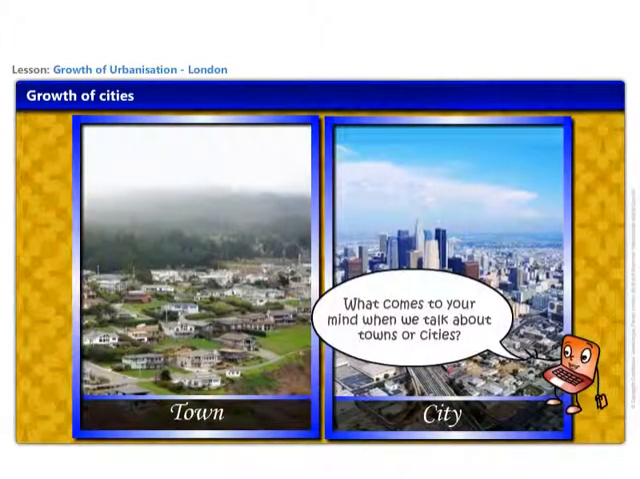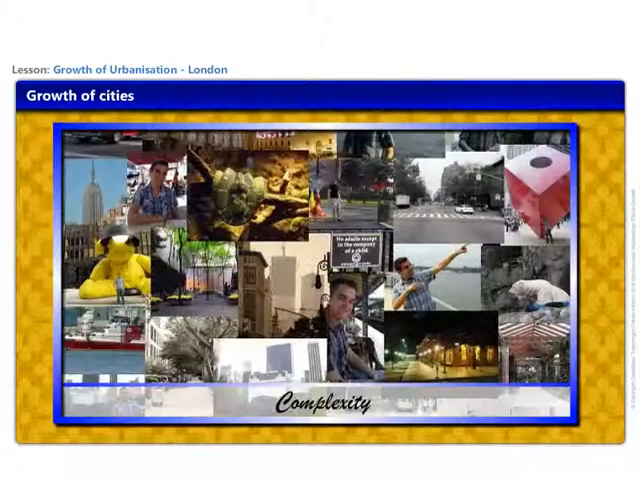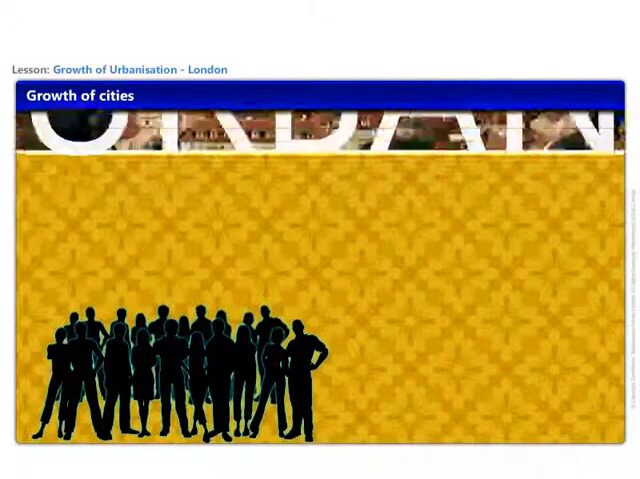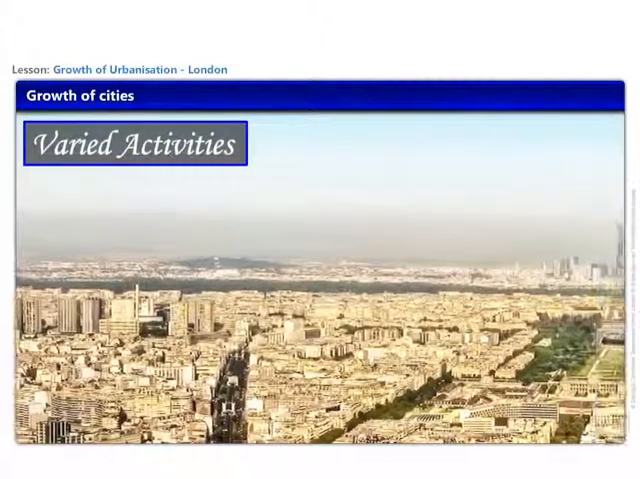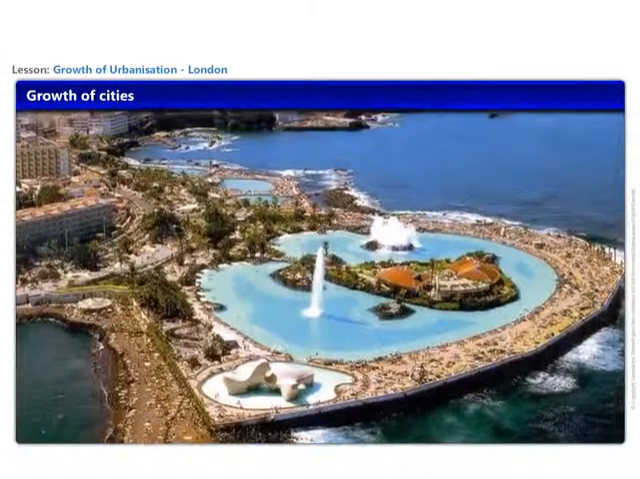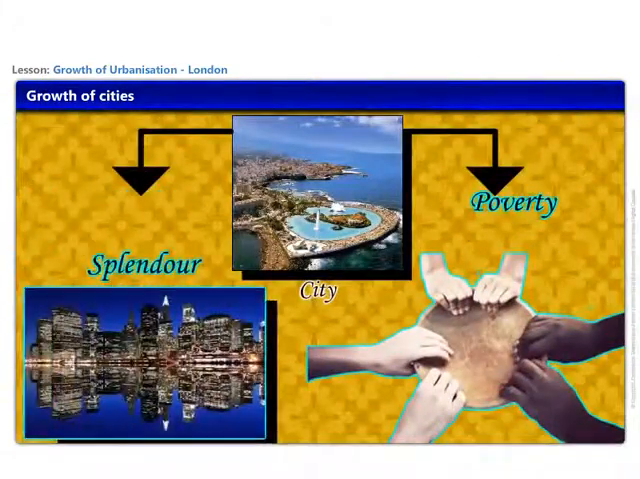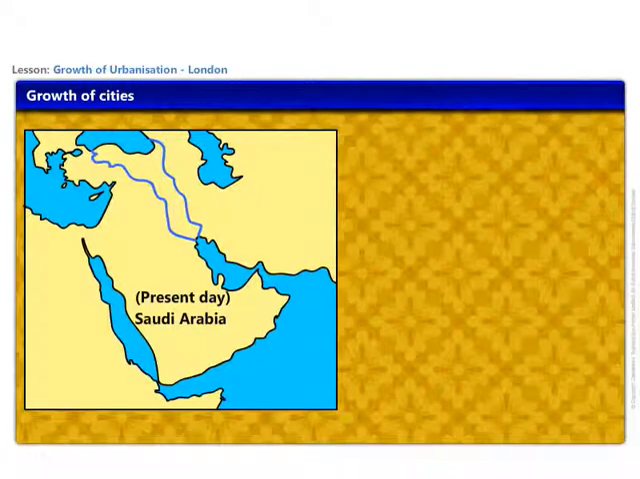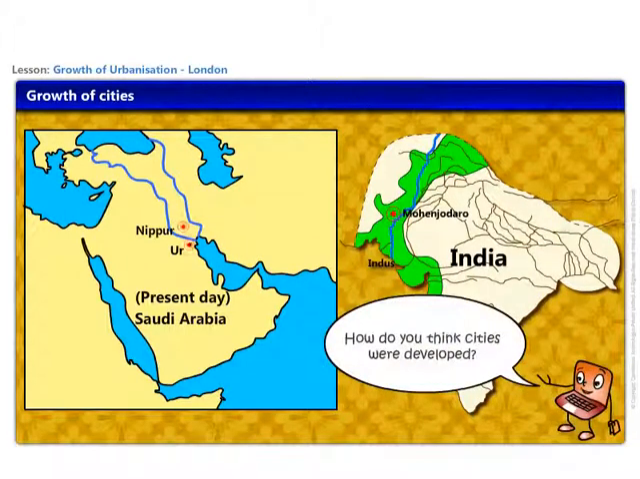What comes to your mind when we talk about towns or cities? Cities themselves can vary greatly in size and complexity. It can be a huge metropolis that supports a very large population or smaller urban center with limited functions. Whatever it is, there are varied activities. A city seems to offer a series of contrasting images and experiences: wealth and poverty, splendor and dirt, opportunities and disappointments. Towns and cities that first appeared along river valleys such as Ur, Nippur and Mohenjo-daro were larger in scale than other human settlements. How do you think cities were developed?